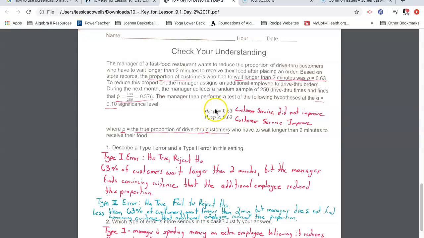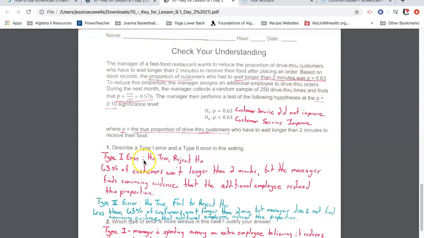So here are our hypotheses. It's the true proportion of drive-through customers that have to wait longer than 2 minutes. So the null hypothesis is that the true proportion that have to wait longer than 2 minutes is 63%. The alternative hypothesis is that this new employee should make the percentage of customers who wait more than 2 minutes less than 63%. So describe a type 1 error and describe a type 2 error in the setting.